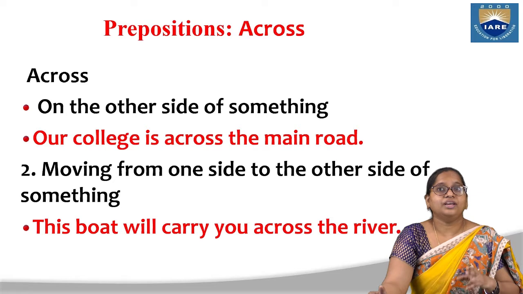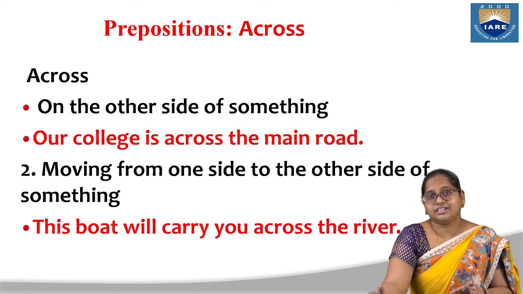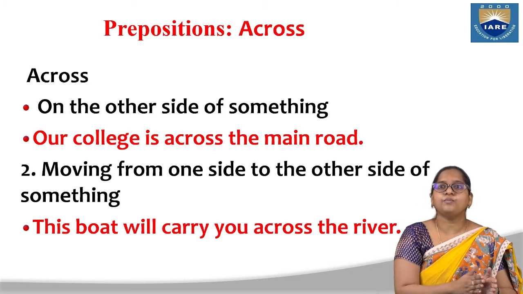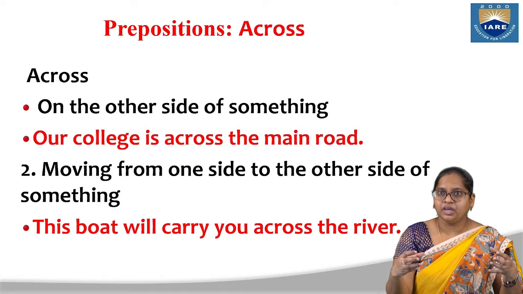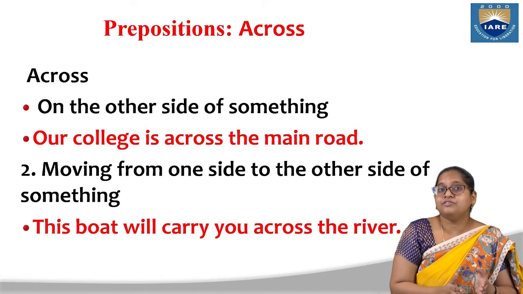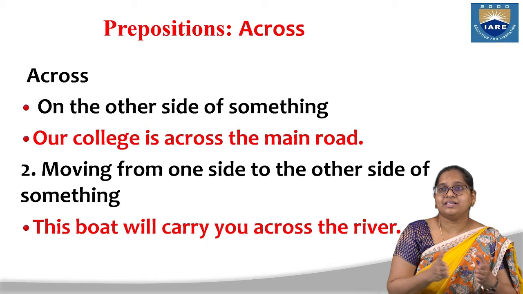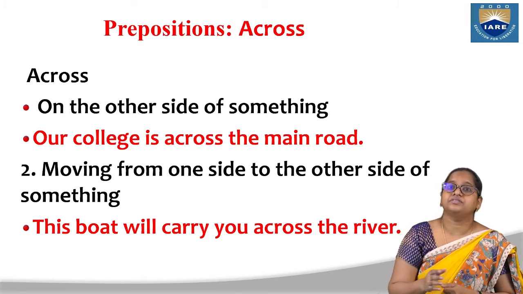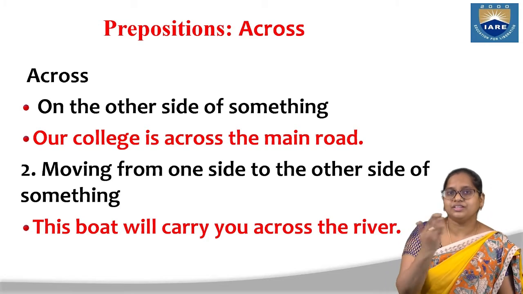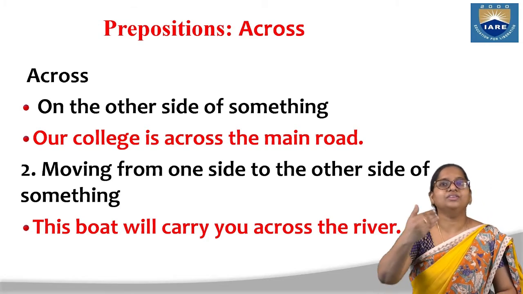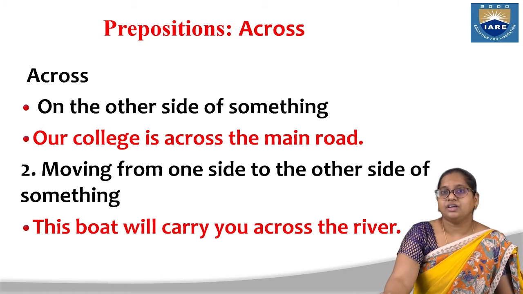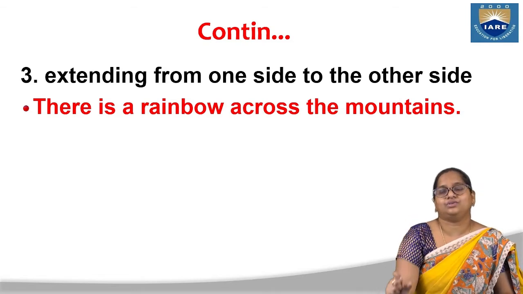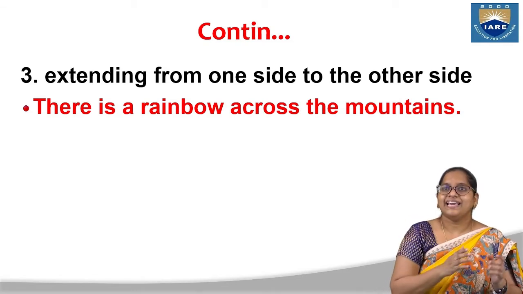In one sense, across means on the other side. In another sense, moving from one side to the other side of something, like movement from this place to the other side. That means this boat will carry you across the river, this boat will take you from one side to the other. The other one is only on the other side of something. So these are two or three different ways you can use it. And the third one is extending from one side to the other side.